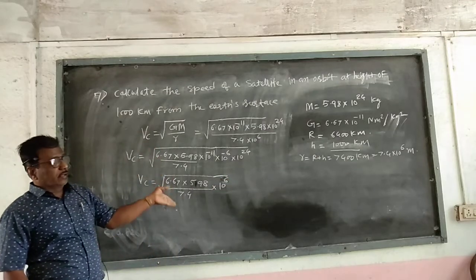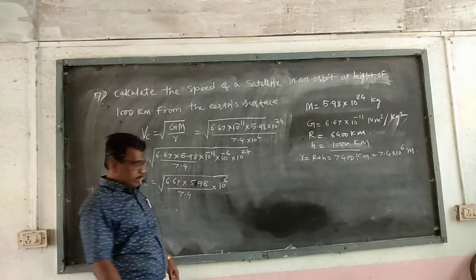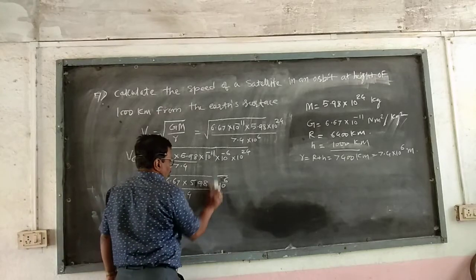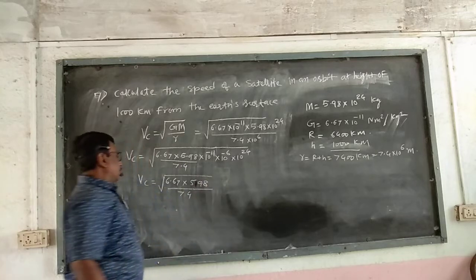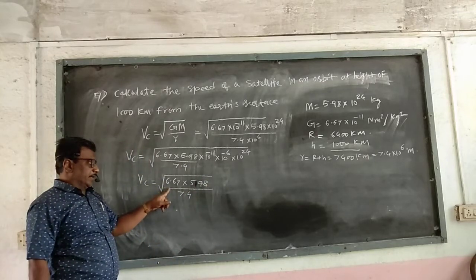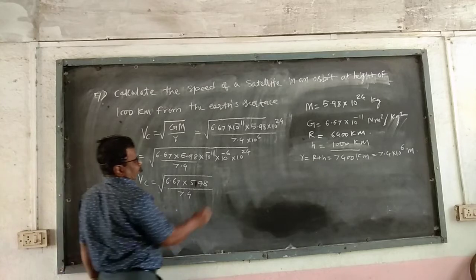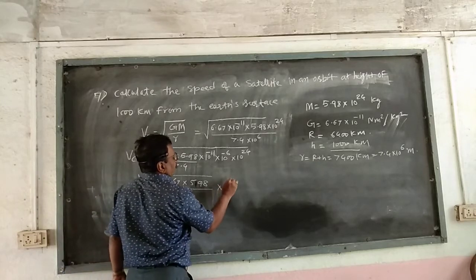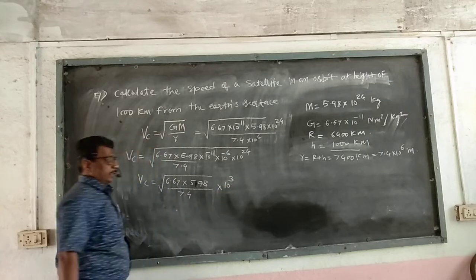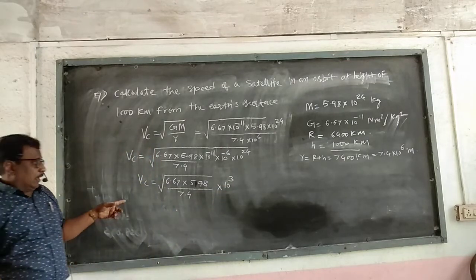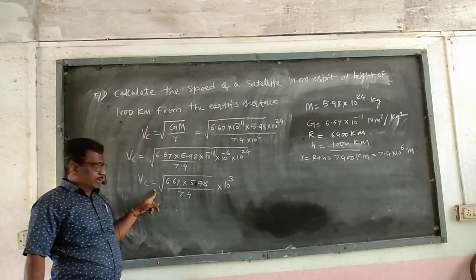When we take out 10 to the power 6 out of that square root, we get VC equal to square root of 6.67 into 59.8 divided by 7.4, into 10 to the power 3. Now we solve this using logarithm.